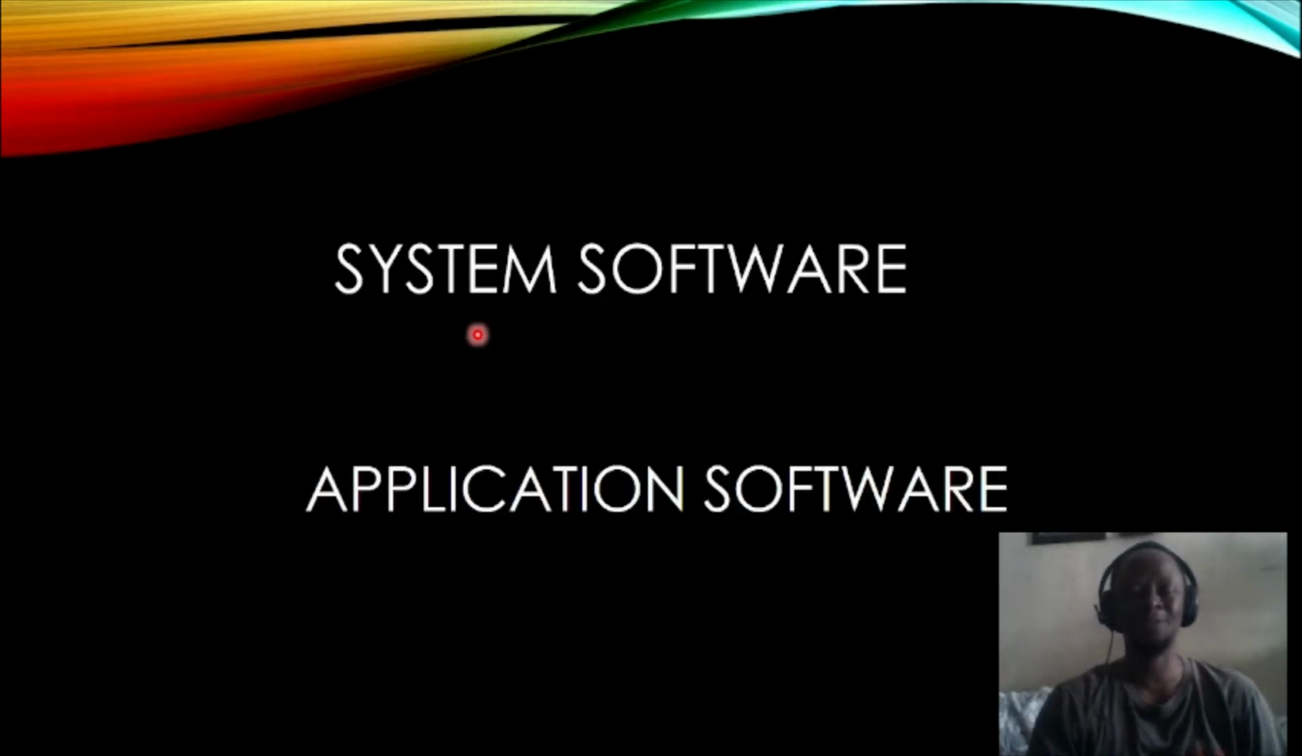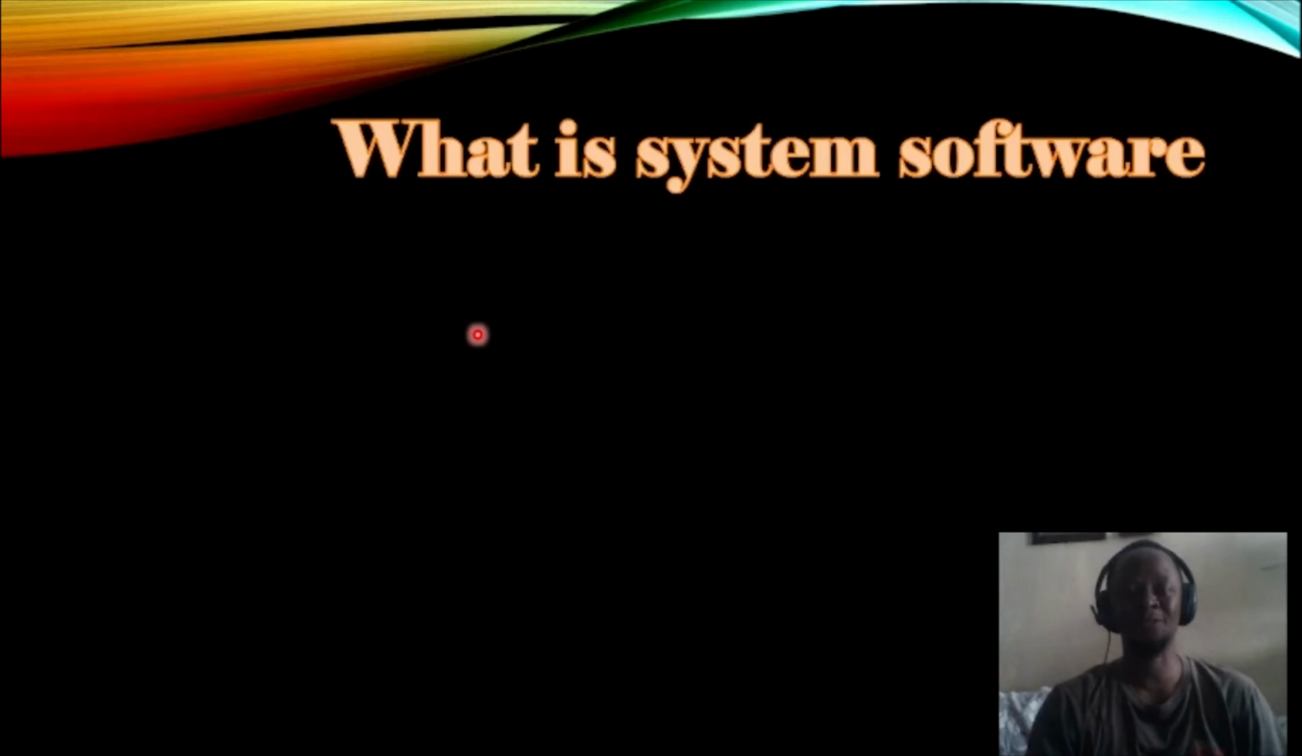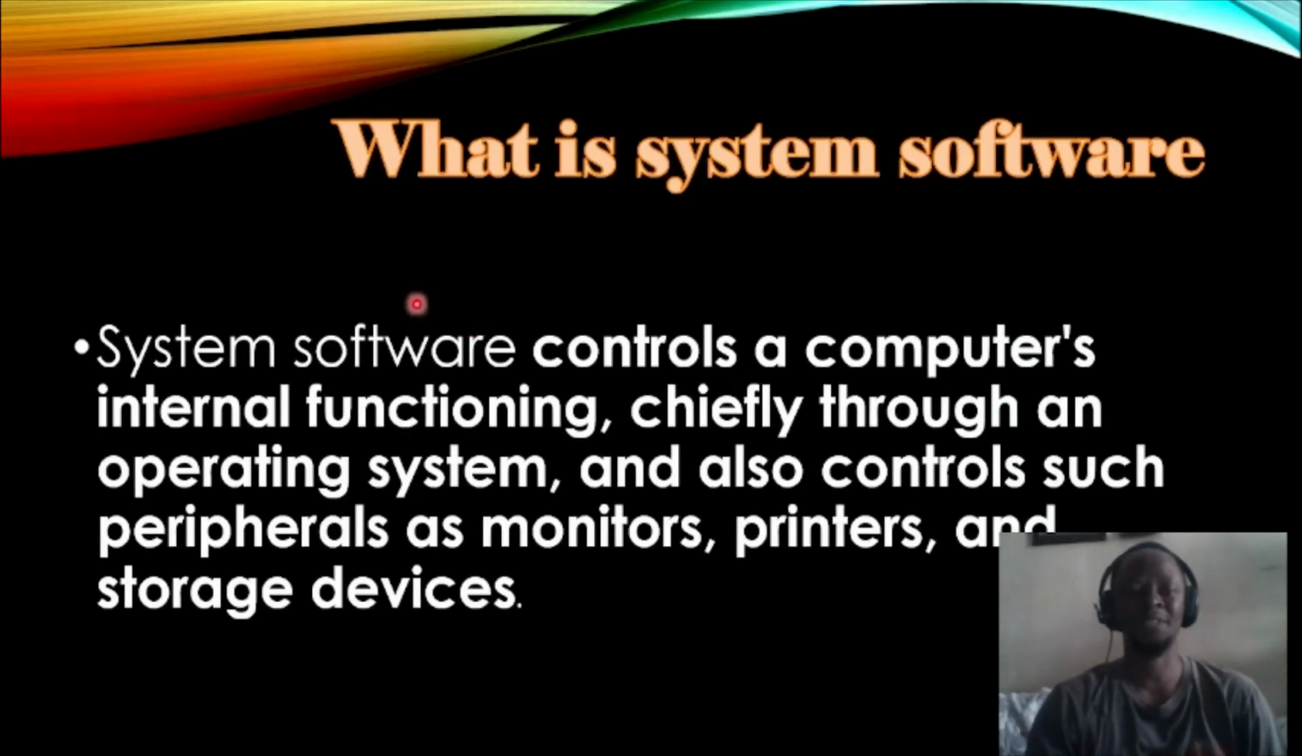Now what we want to look at is system software and application software. It's very important that you know these two, because knowing them, you're better able to maneuver yourself and your computer can serve you for a period of time. So the first thing, what is system software? We want to know exactly what system software is, and then we look at different types of system software. If you notice, system software controls the computer's internal functioning, chiefly through an operating system.